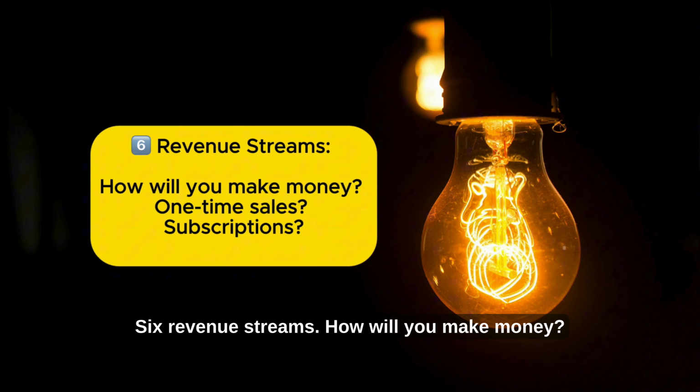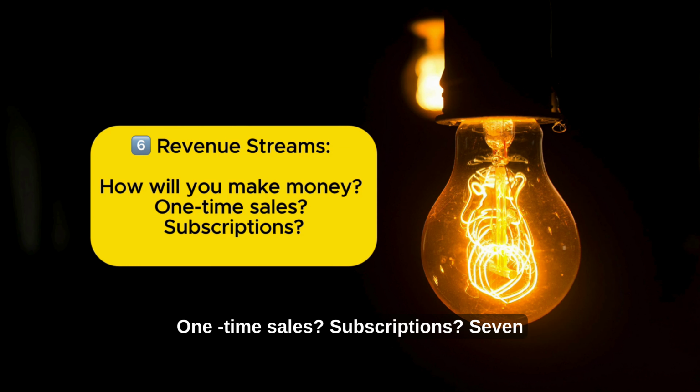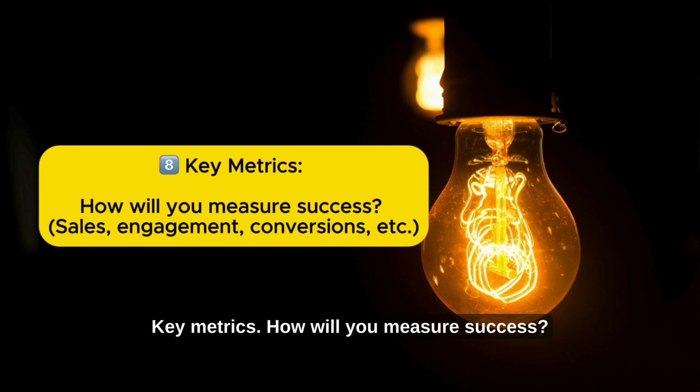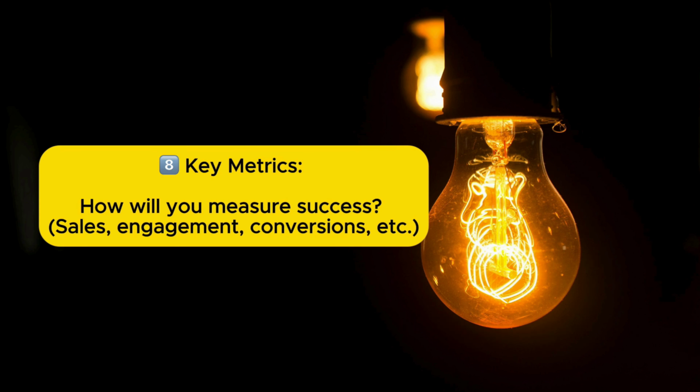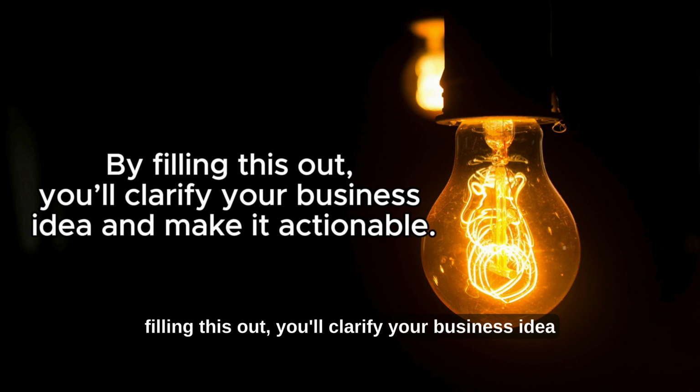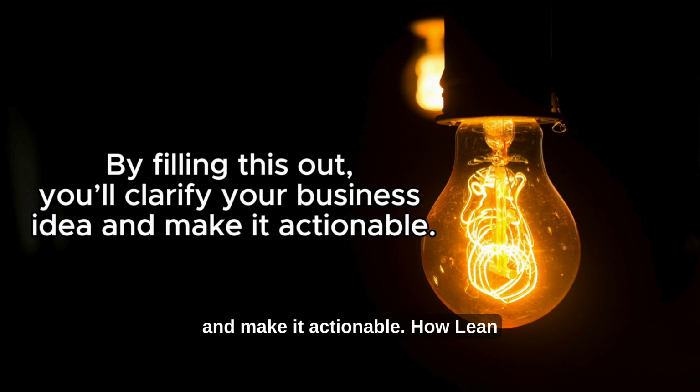6. Revenue streams. How will you make money? One-time sales? Subscriptions? 7. Cost structure. What are the main costs to run your business? 8. Key metrics. How will you measure success? Sales, engagement, conversions, etc. 9. Unfair advantage. What do you have that competitors can't copy? By filling this out, you'll clarify your business idea and make it actionable.